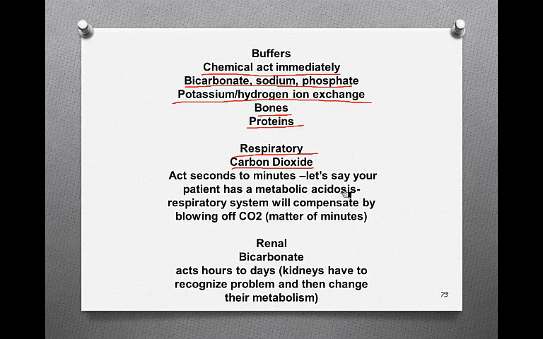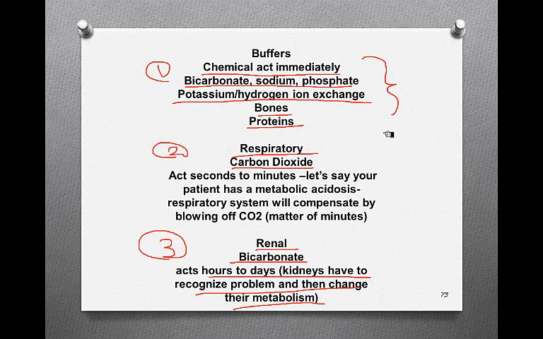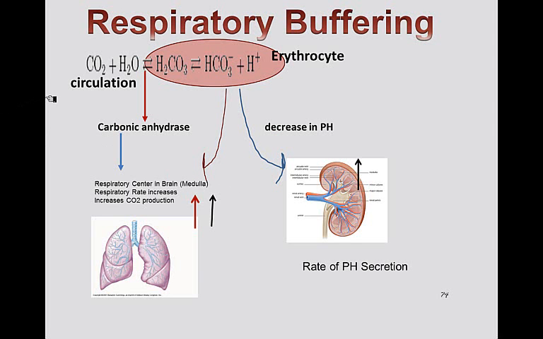So let's say your patient has metabolic acidosis, your respiratory system will compensate by blowing off CO2 in a matter of minutes. And then you have renal buffers, like bicarbonate, which take hours to days because the kidneys have to recognize the problem and then change their own metabolism. So you have 3 types: chemicals, respiratory, and renal. When we're talking about chemicals, you have a variety to choose from. Respiratory, it's all about the CO2, and renal, it's all about the bicarb. Let's take a look at respiratory buffering.